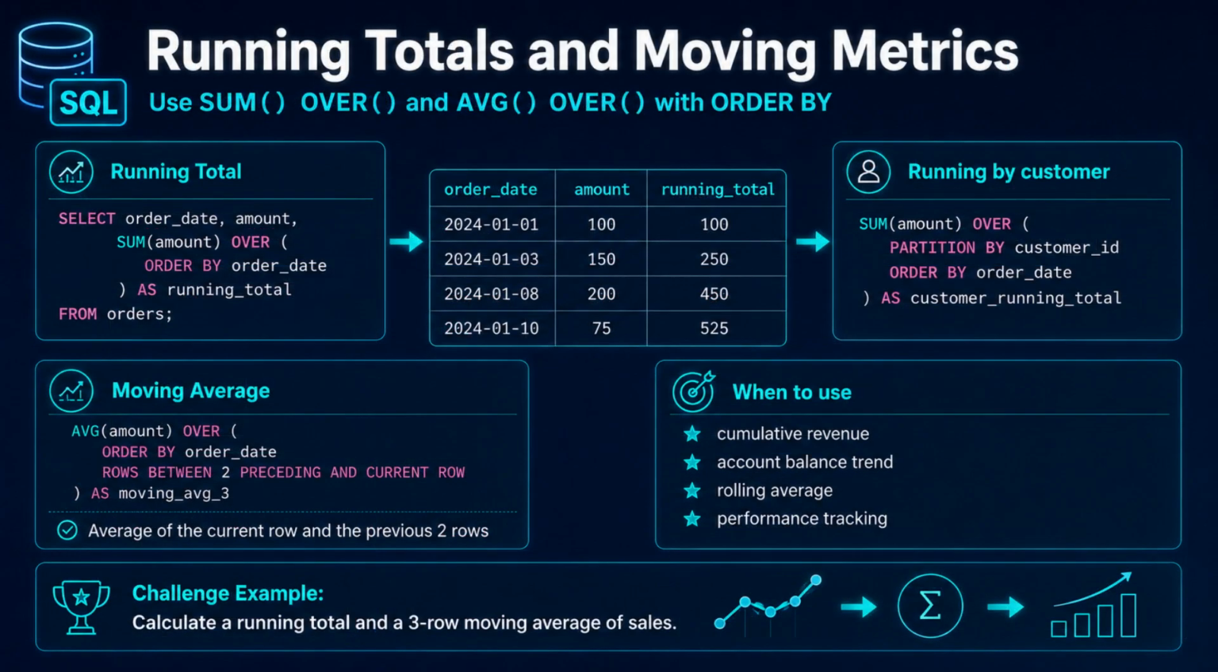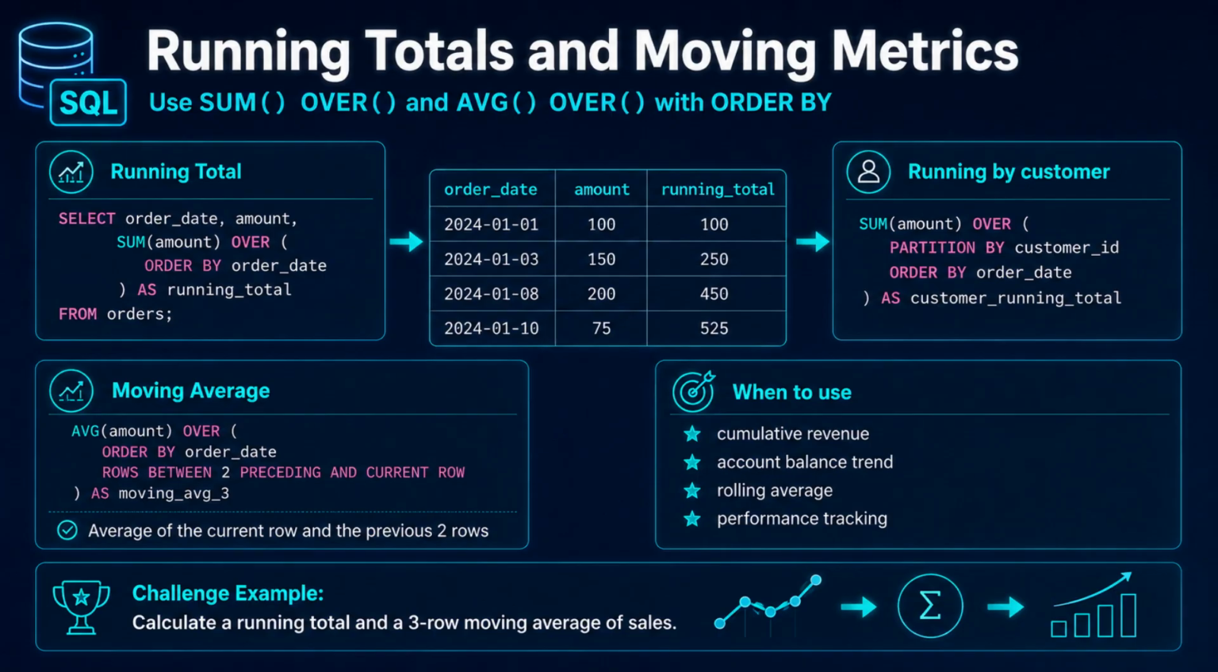Now let us calculate running totals and moving metrics. A running total accumulates values row by row, which means it keeps adding each new value to the previous sum. For example, if the first order amount is 100, the running total is 100. If the next amount is 150, the running total becomes 250. Then, if the next amount is 200, the running total becomes 450. This way, you can track how much has been accumulated over time.